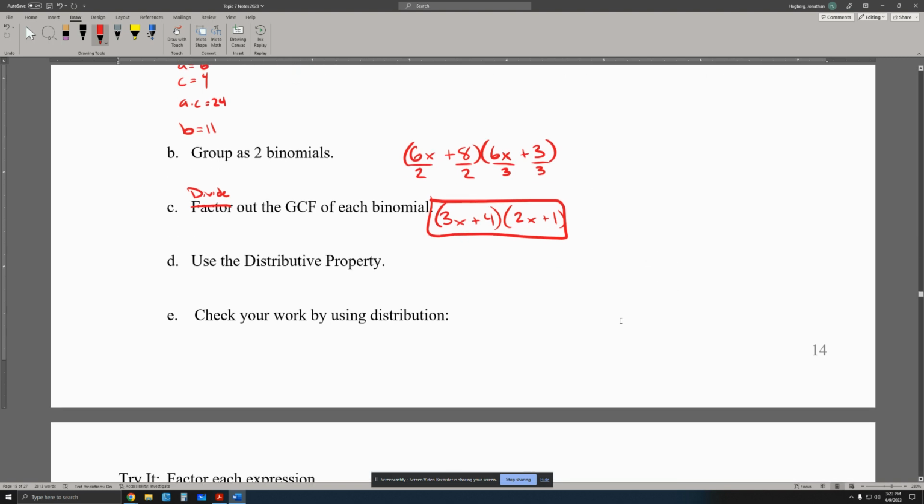We can check this by distributing. Using the distributive property, multiplying these two linear binomials, we can find that this is equal to the quadratic trinomial that we started with. So we get 3x times 2x is 6x squared, 3x times 1 is 3x, 4 times 2x is 8x, and then 4 times 1 is 4. When we combine those like terms, we get 6x squared plus 11x plus 4. So that checks out. Okay, let's try a few more.